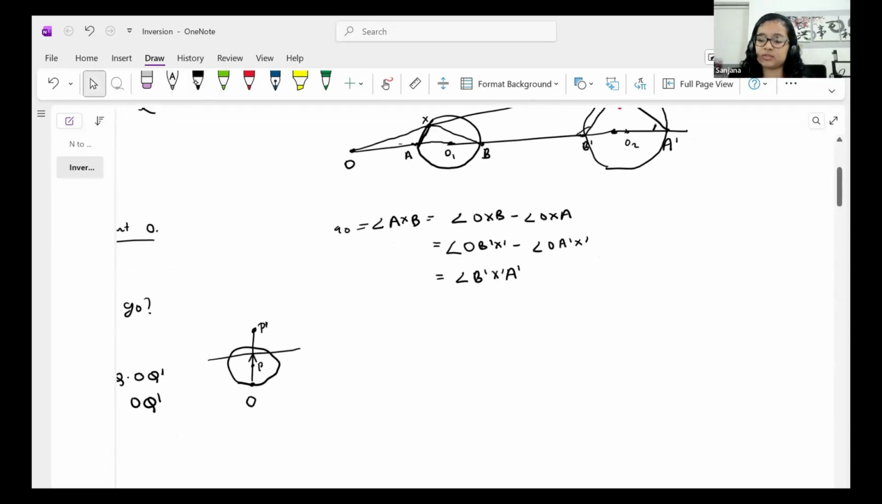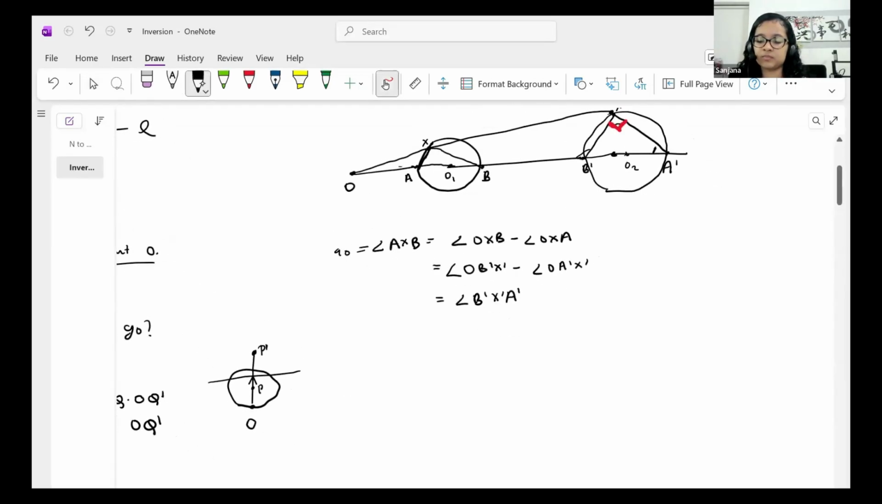So now I want to look at a special case, which is when we have tangencies. So suppose we have, say, two tangent circles.